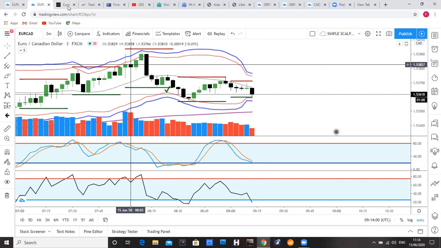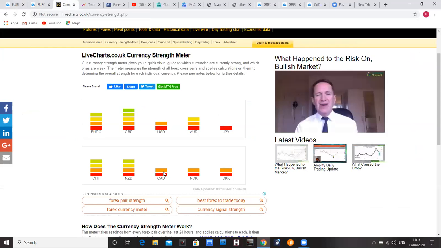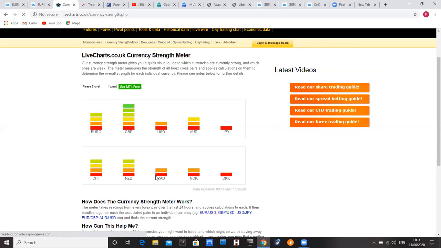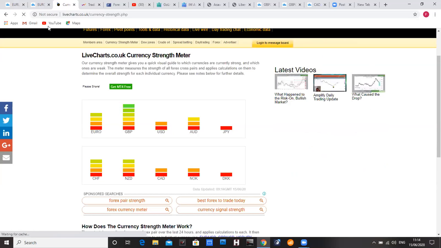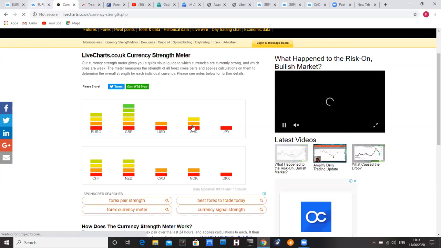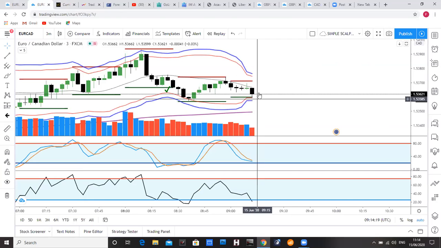But then on our currency strength, when you want to trade something like this, you need to be very careful. Euro card is good for a buy because euro is stronger than card. You can see euro is 4 bars, card is just 2 bars. So euro is stronger than card, so there's every possibility Euro card will buy.